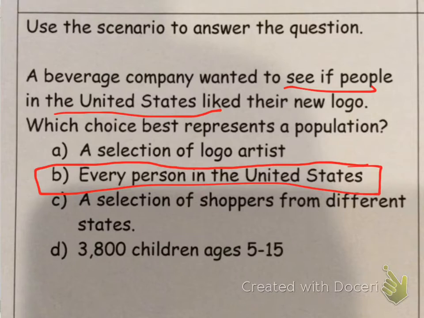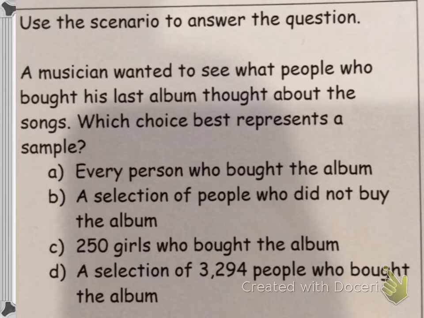Okay, so let's look at the next example. Use this scenario to answer the question. A musician wanted to see what people who bought his last album thought about their songs. Which choice best represents a sample? Now if you remember, a sample is a piece or a group of the people of the population. So the population in this case would be everybody who bought his album. So now we're looking for the best one that represents a sample.